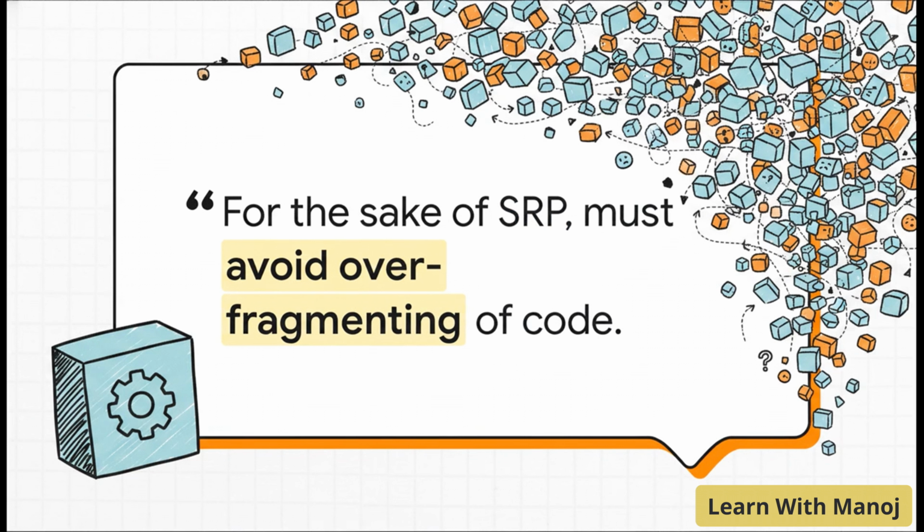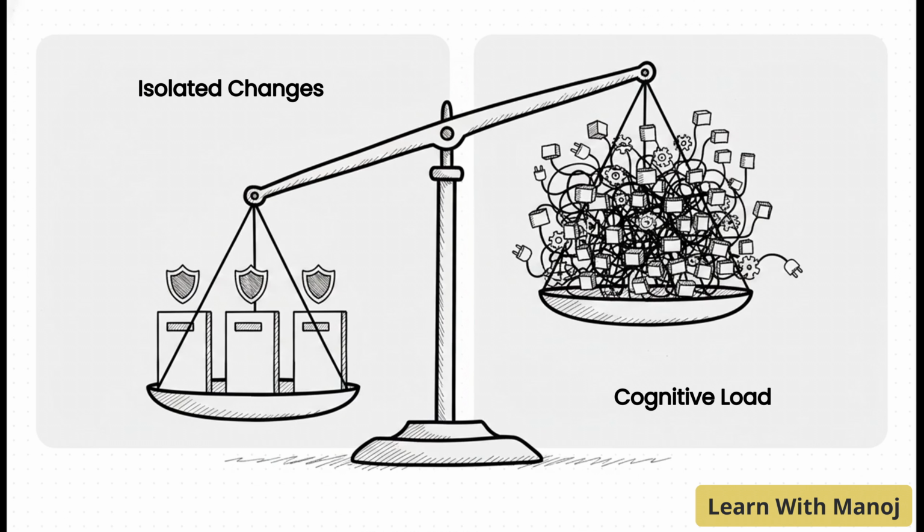And there's a very real danger of hitting the exact opposite failure mode. This quote perfectly captures it. "Solid design principles are just principles, not rules. For the sake of SRP, must avoid over-fragmenting of code." I mean, if you over-decompose your application into a massive swarm of tiny, disconnected classes just to satisfy some dogmatic interpretation of SRP, you completely obscure the actual business domain. It becomes practically impossible to trace what an operation actually does just because the logic is scattered to the wind across 20 different files. So, it's a balancing act.